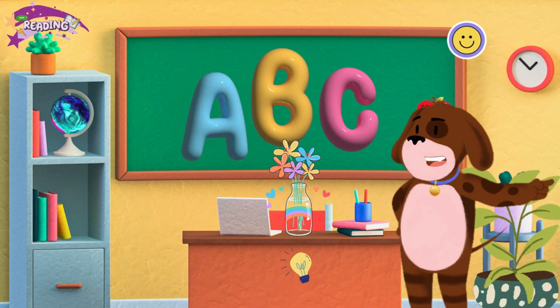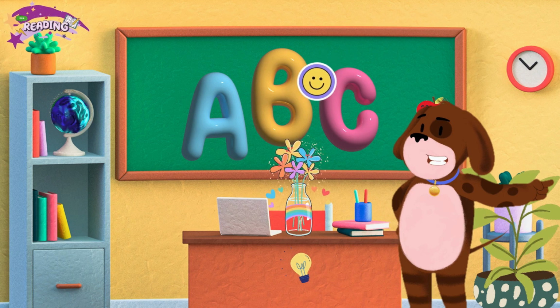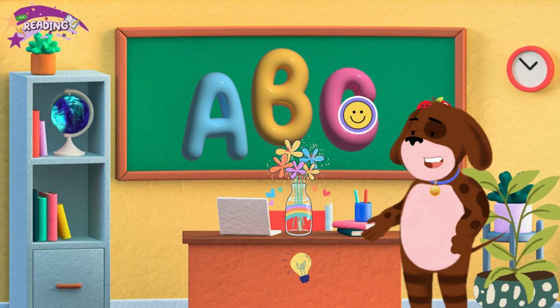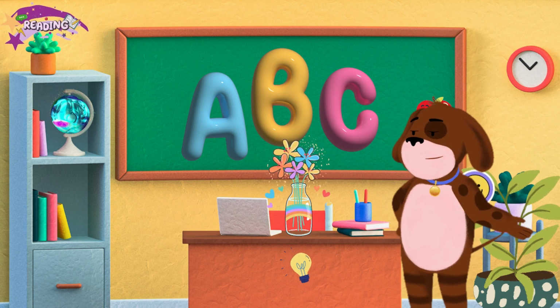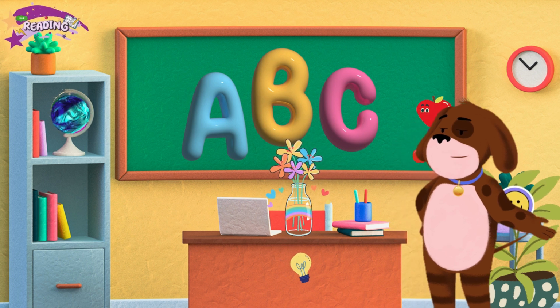Hey there, language lovers! Have you ever wondered about the hidden meanings and origins of the letters in our alphabet? Today, we're diving deep into the fascinating world of the ABCs. Stick around, because you're about to discover the secrets behind each letter of the alphabet.